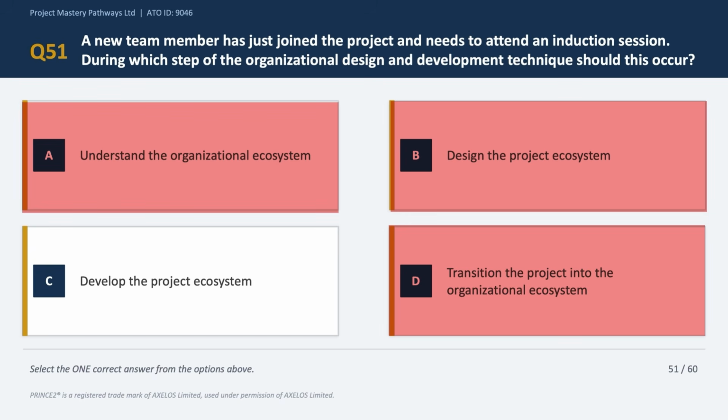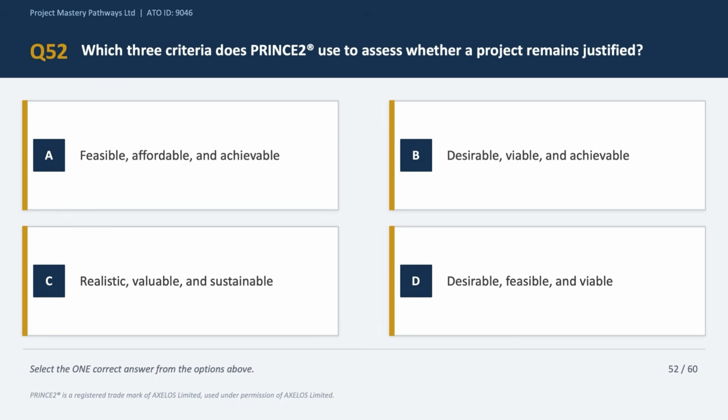So option C says develop the project ecosystem, and this is the correct answer choice. The develop step is where the people are actually brought into the team, inducted, trained, and supported. Okay, it's about building the team's capability and relationships. So the correct answer is option C. Let's move on. Question number 52.